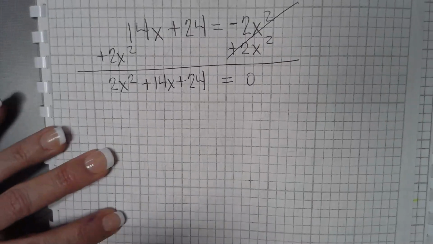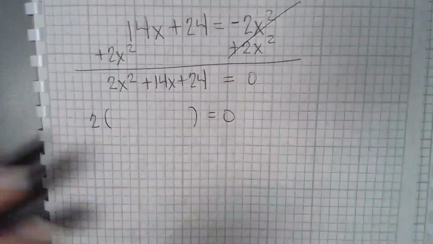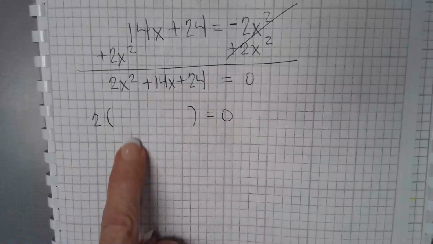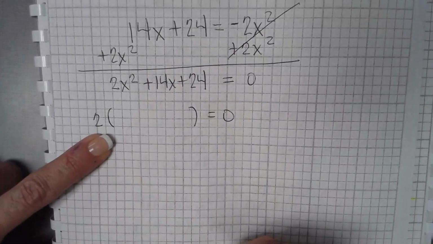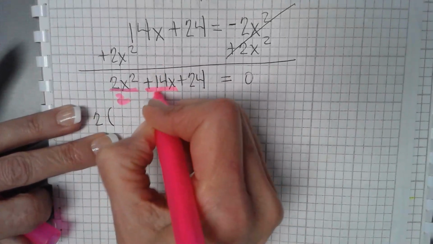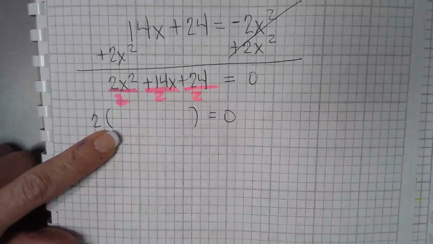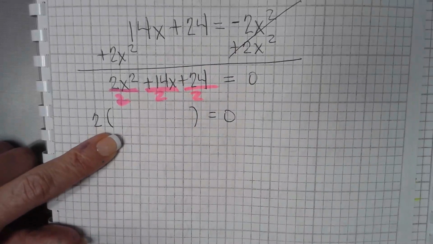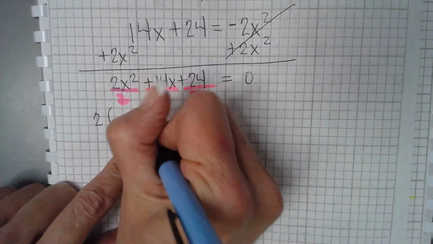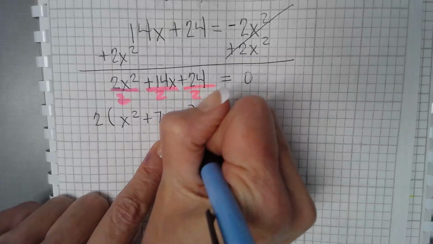Okay? So, we're going to pull a 2 out. We're going to set up a parenthesis. You guys can probably do this in your head. If I divide by 2, and divide by 2, what goes here? I mean, I can write it. I don't mind writing it. Divide by 2, divide by 2, divide by 2. What's the first term? X squared. Middle term: plus 7x. Last term: plus 12. Don't forget your signs.